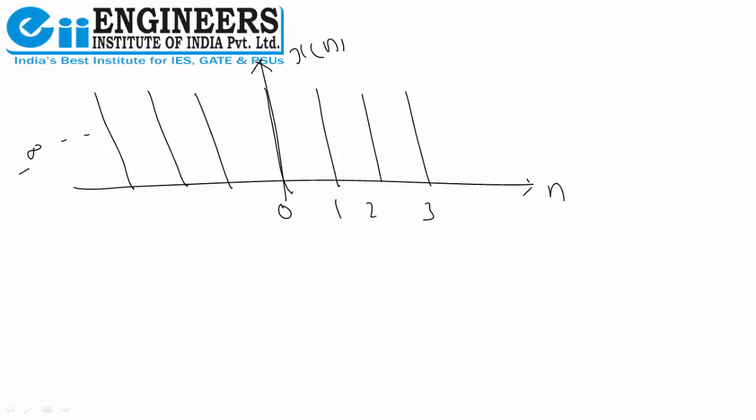By this method, just put in the values, calculate the amplitude at each and every value of n. You can draw any discrete time signal, no problem in that.